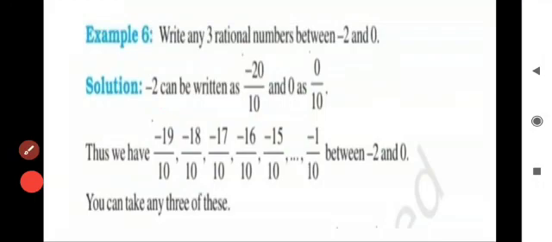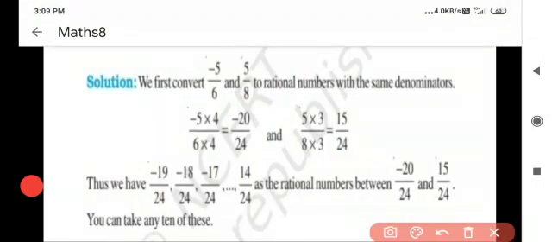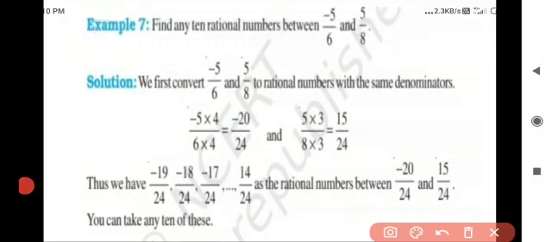Okay, next we solve example 7. Find any 10 rational numbers between minus 5 by 6 and 5 by 8. See the case. Solution. We first convert minus 5 by 6 and 5 by 8 to rational numbers with the same denominator. The rule number 1 is the denominators should be equal. So we want to take the LCM, which is 24.